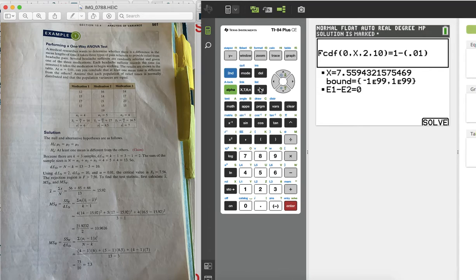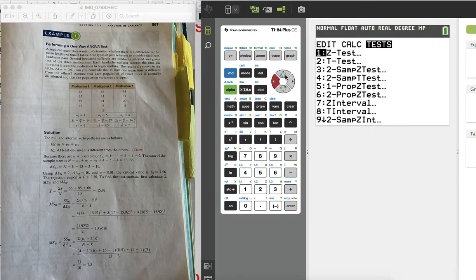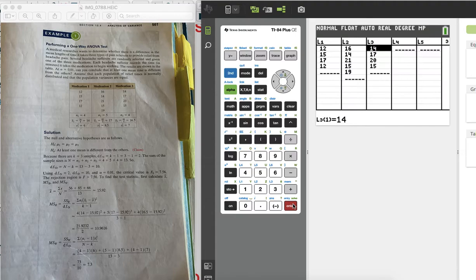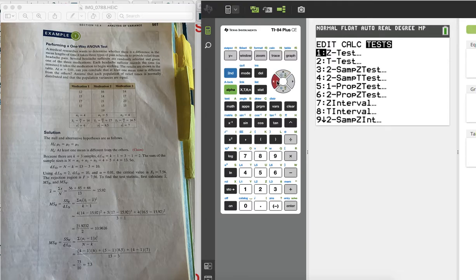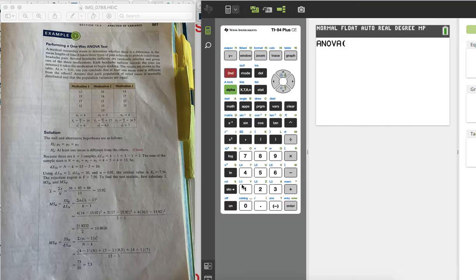Now let's find this test statistic. For the test statistic, you go to test, go to tests, go to ANOVA. Oh wait, before that, you got to make sure you enter your values in. So here's L1, L2, L3. I already have them entered. Once you have that in, you go to test, ANOVA, go L1, comma, L2, comma, L3, okay, hit enter.